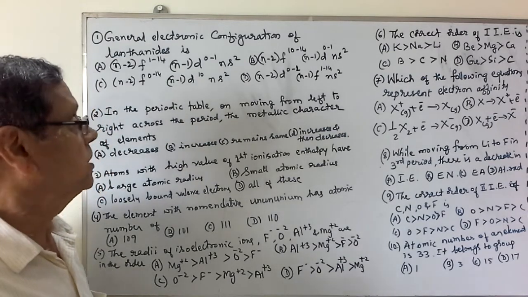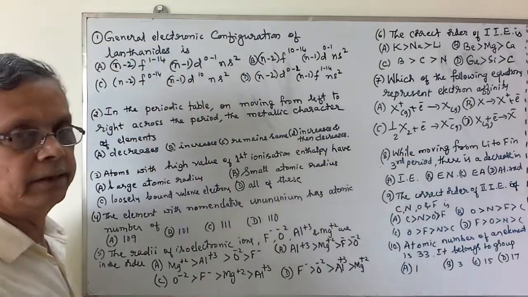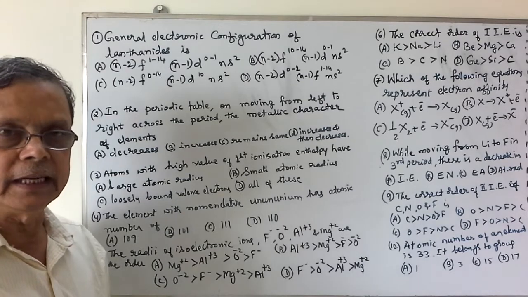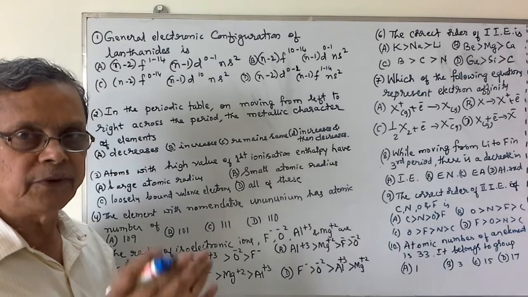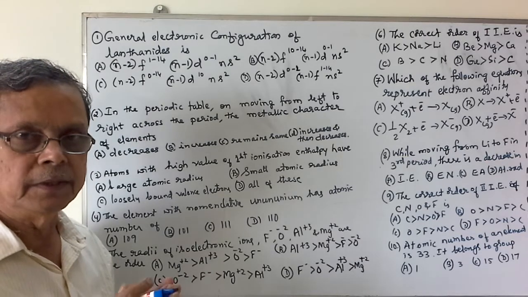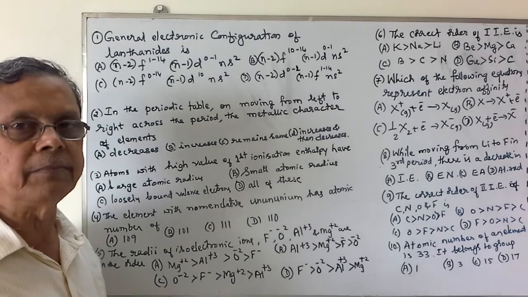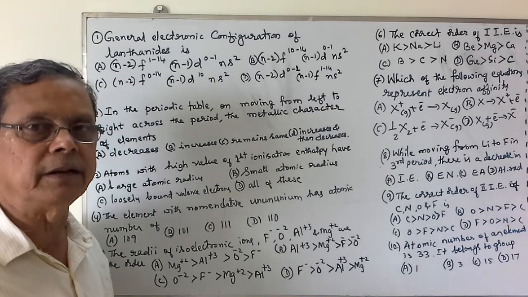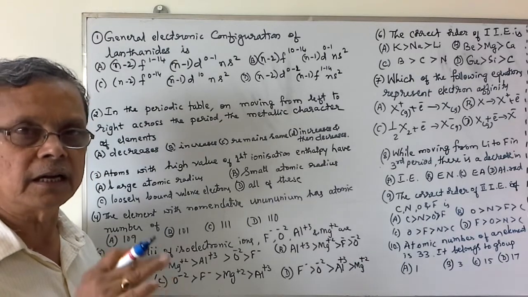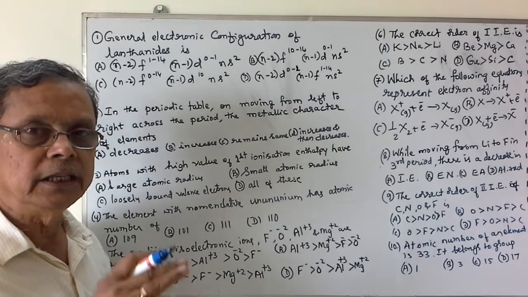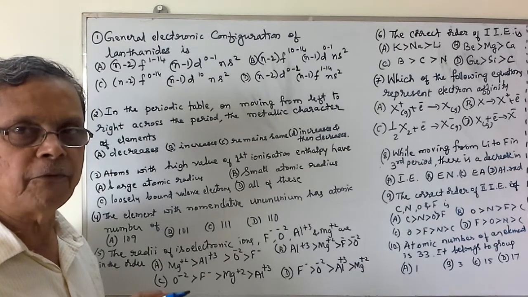So the first question is the general electronic configuration of lanthanides. Remember, lanthanides and actinides belong to the F block. We classify the elements as S block, P block, D block and F block. The F block elements are also named the inner transition elements, because the electrons are entering into the anti-penultimate orbitals, that is F orbitals.